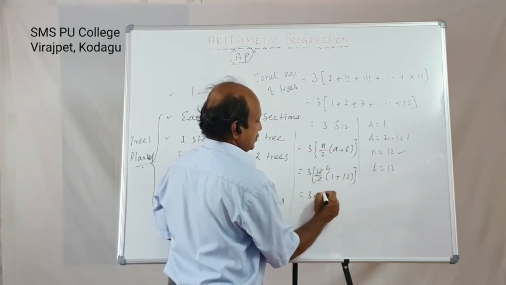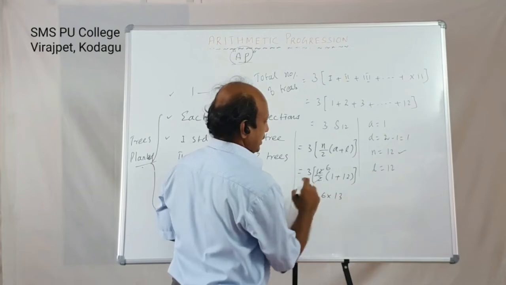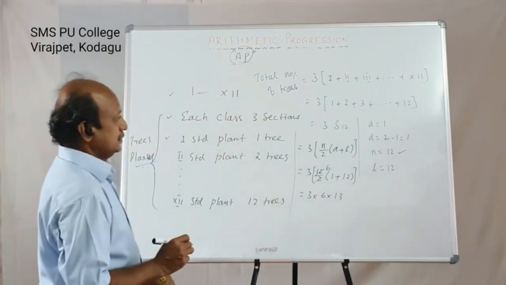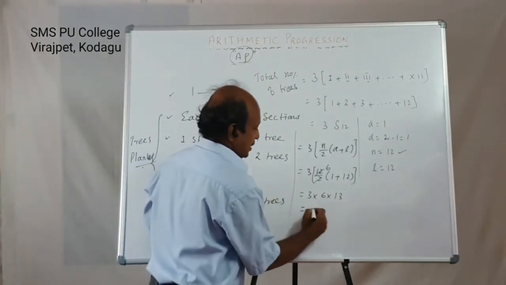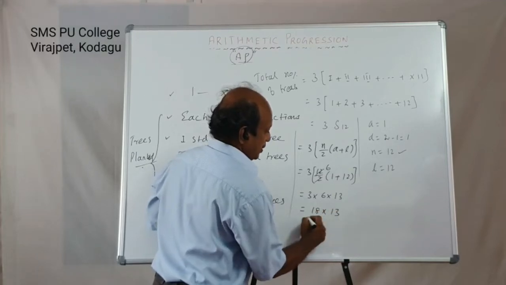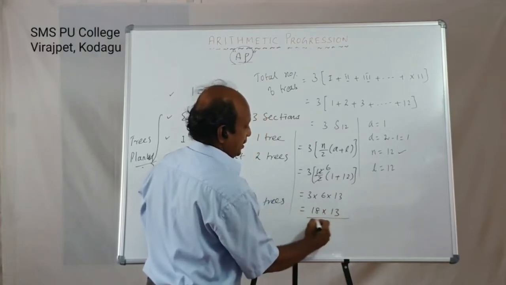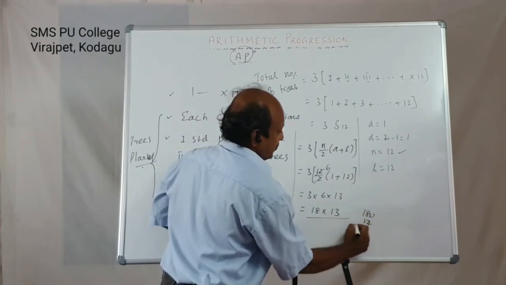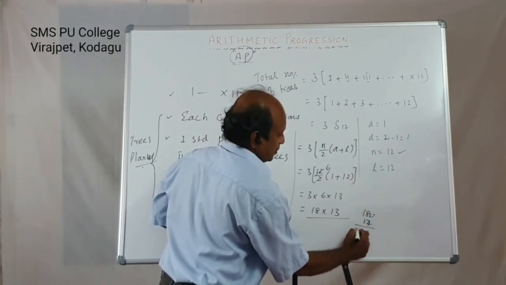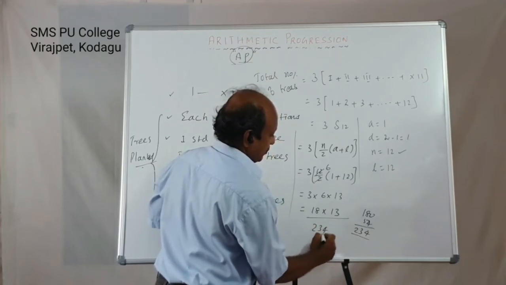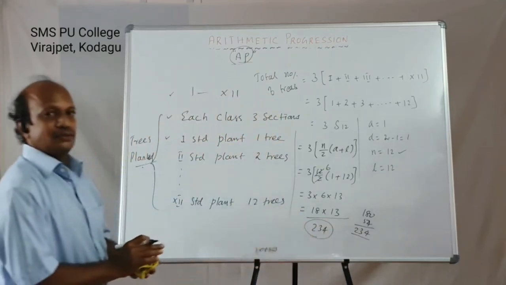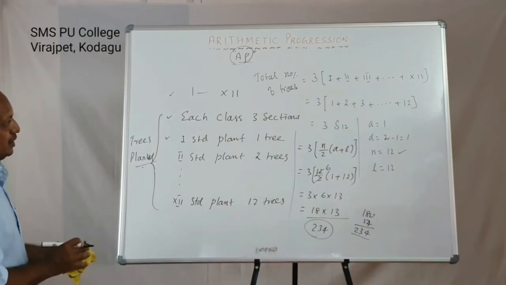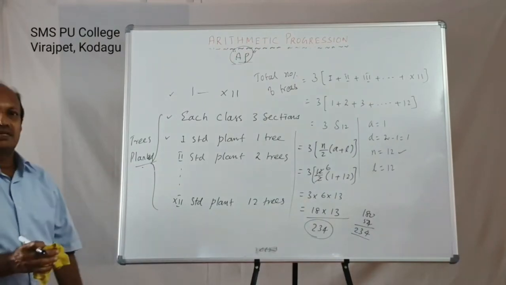3 into 6 into 13. This is nothing but 18 into 13. 18 times 13 is 180 plus 54. That is nothing but we will be getting 234. Therefore, the entire school plants 234 trees. These are called application level problems.